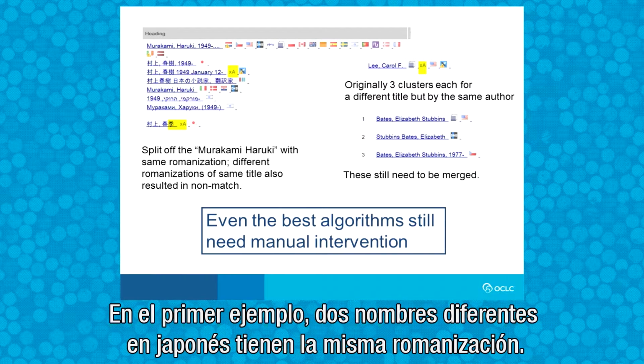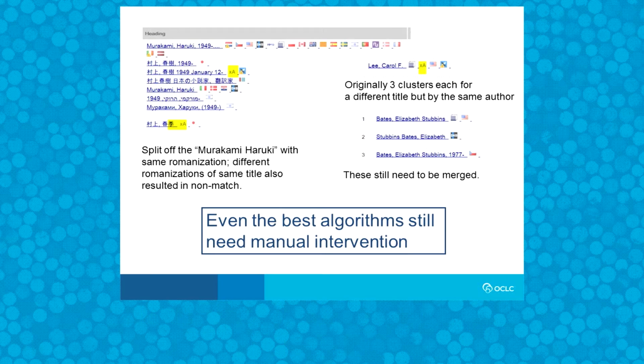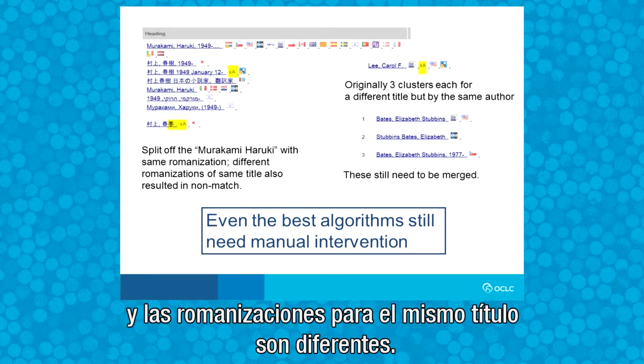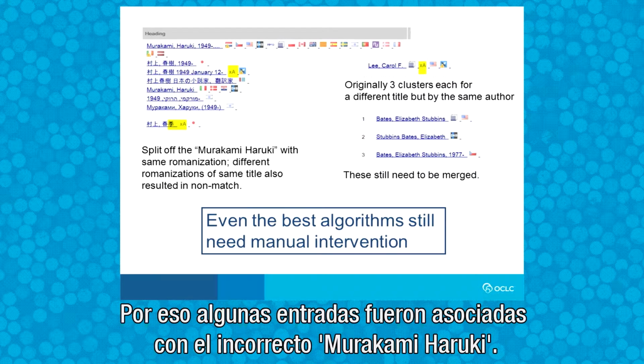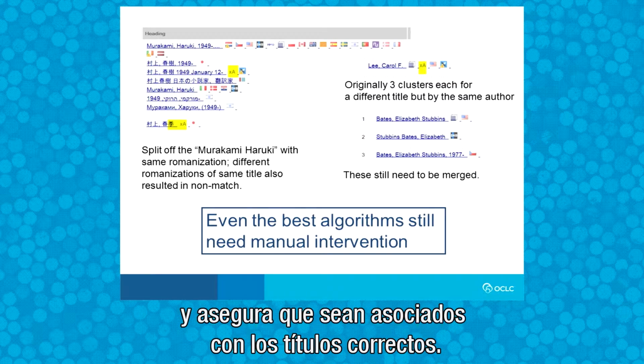So in this first case, two different Japanese names have the same romanization. Most sources do not include the kanji of either the author or the works, and the romanizations for the same title differed. So some entries were associated with the incorrect Murakami Haruki. The XA records we created split the two Murakamis apart and made sure they were associated with the correct titles.